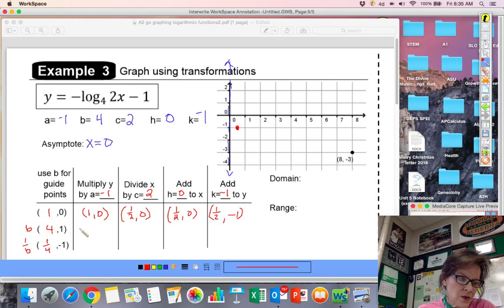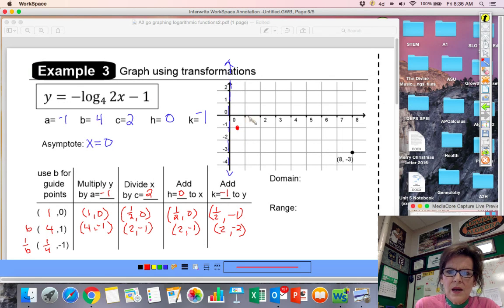Let's take (4, 1) through the points here. When we multiply by -1, we get (4, -1). Then when we divide 4 by 2, we get (2, -1), and you see right there, that causes a shrink. It was 4, it's now at 2. Now we're going to add 0, and of course that doesn't change things, and then add -1, and we get to (2, -2). And we plot that point right there, and we see the curve taking place.